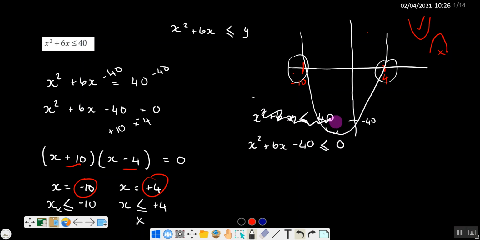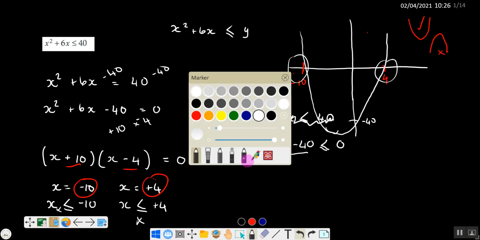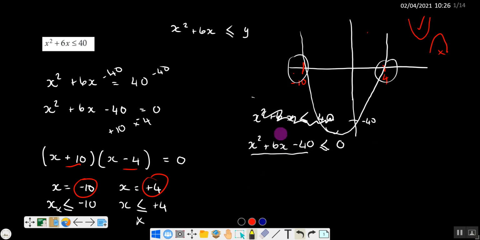I've not done that one. I've done this form. Remember, those two will look different. But this one's nice and easy to draw because I've got my solutions. So where is this, which is the curve, less than or equal to 0? Jack? In between your two solutions. In between my two solutions.